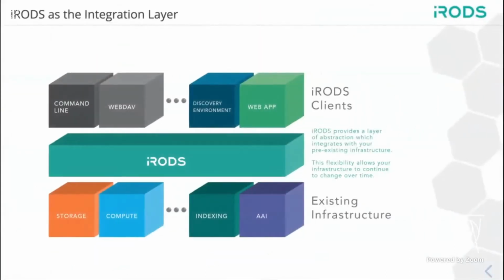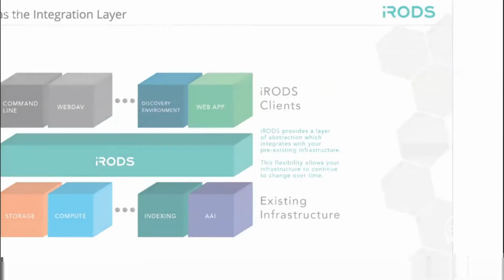We are an abstraction layer. It's a BSD licensed C++ client server application. It's been out for a couple of decades now, and we are an abstraction layer between all of your existing infrastructure and the kinds of applications that you'd like to run.